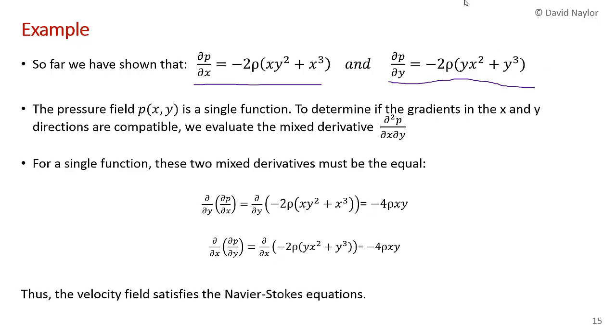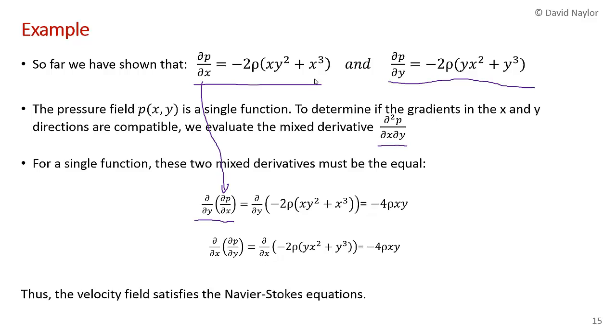In other words, take the derivative with respect to x and y of the pressure field. And if those two mixed derivatives are the same, then we have a compatible pressure distribution. In other words, we have a single function for pressure. So for a single function, these two mixed derivatives must be equal. What I've done is I've taken the derivative in the y direction of the x gradient. So this x gradient gets substituted into there. So I've taken the derivative of this in the y direction.